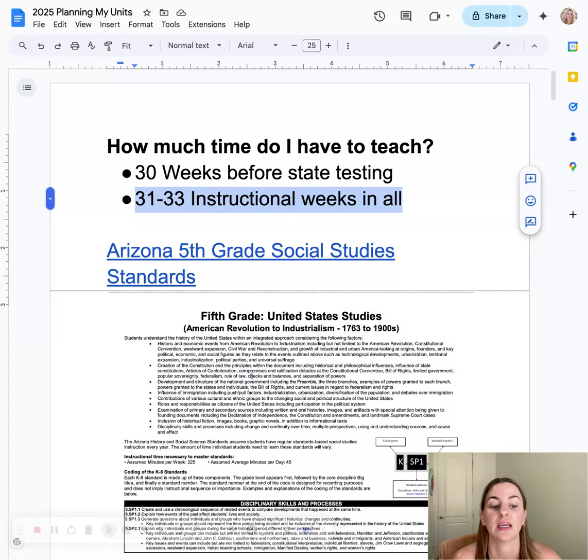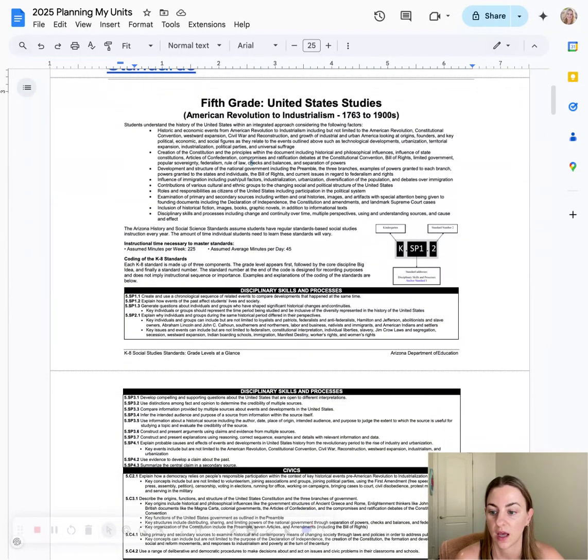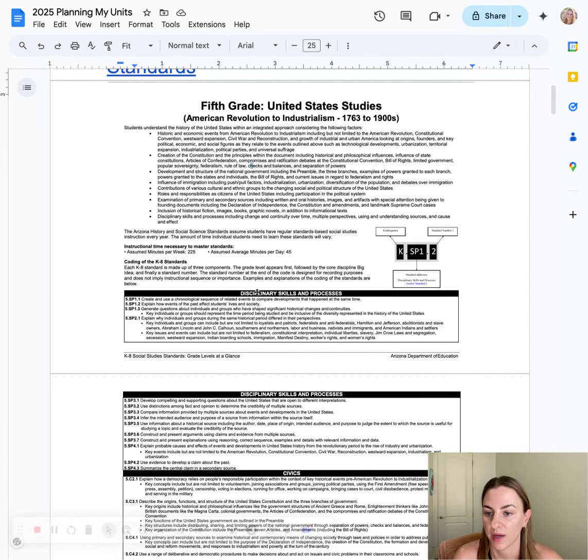Okay, the next step is to find your standards. So for this example, I'm looking at the Arizona 5th grade social studies standards that look a little bit like this. I highly recommend copying the standards and pasting them into a Word document or a Google Doc. That way it's a lot easier to read and you can highlight and you can format it. So when you first copy and paste it, it's going to look a bit wacky. I recommend spending 5 minutes and going through and adding headings, splitting up the text, adding bullet points, just so it's really easy to read.